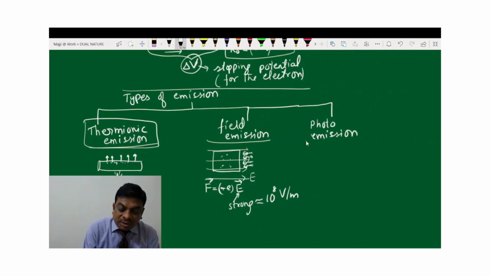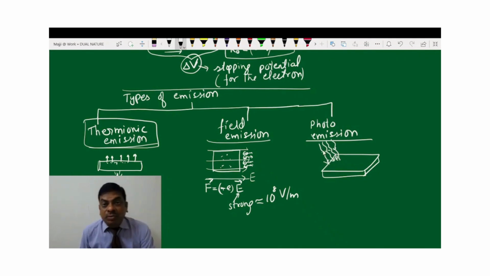And finally comes the photo emission, which is the subject matter of our discussion. In this situation, we supply the necessary energy to the electrons by irradiating the surface with light of suitable wavelength. Why suitable wavelength? Because only if the wavelength is proper will the energy supplied by the photons be able to eject the electron. This way in which light is able to eject electrons, the incident light ejects photoelectrons.